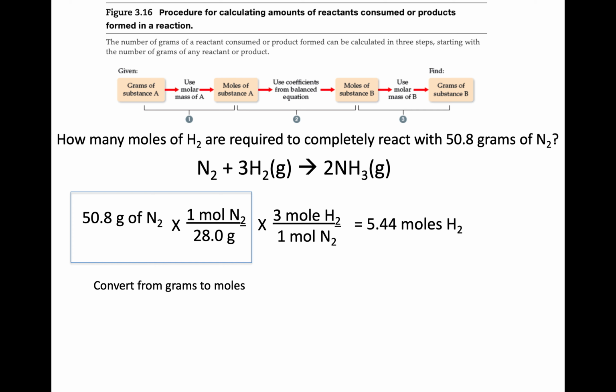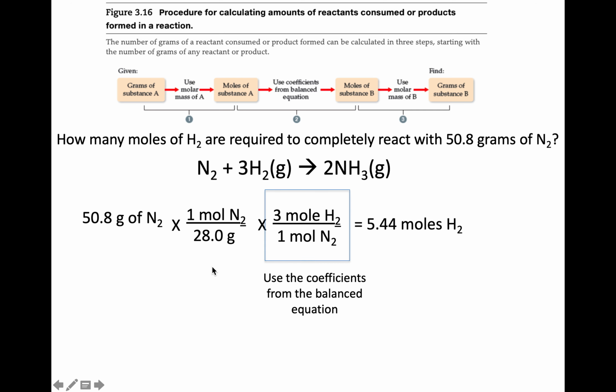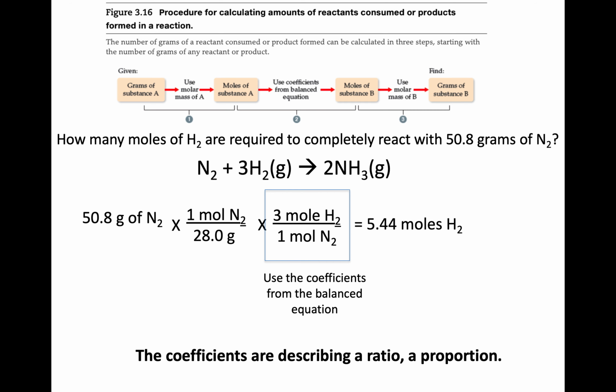Convert from grams to moles. This would be how many moles of N2 that we have. 1 mole is 28 grams, that's the molar mass. We use the information in the balanced equation, the coefficients. The coefficients are describing a ratio, a proportion of how much N2 you need for every H2, or how much H2 you need for every N2. So the coefficients are describing a ratio, a proportion, and that's used to get our answer.